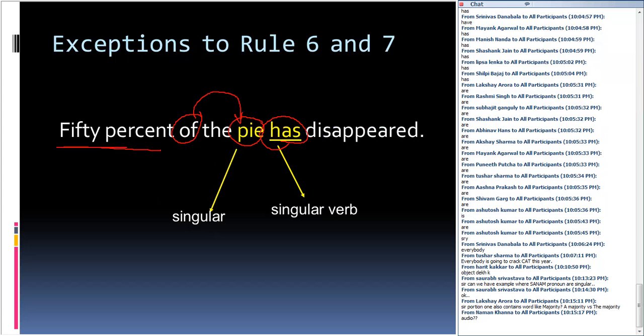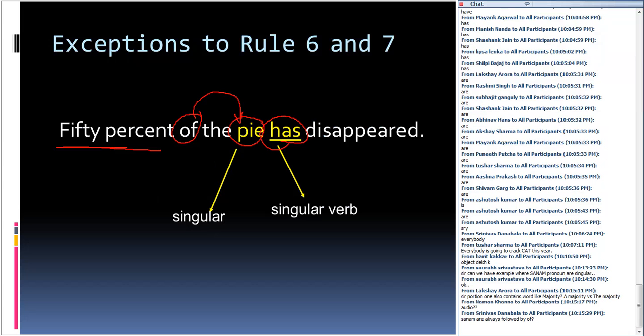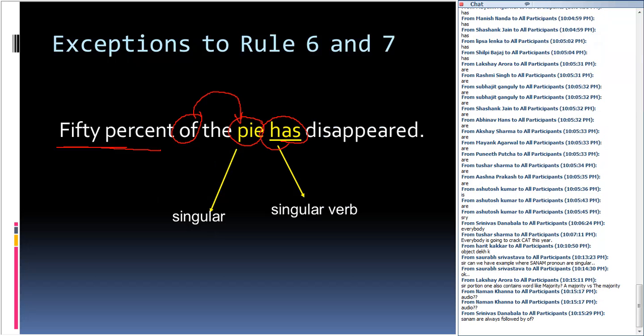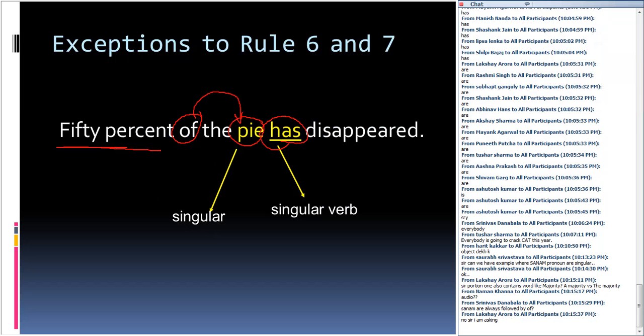Lakshya, you are saying portion. Portion word also contains words like majority. Yes. So Lakshya, what happened? A majority versus the majority, both are correct because वो context अलग-अलग है. Okay.